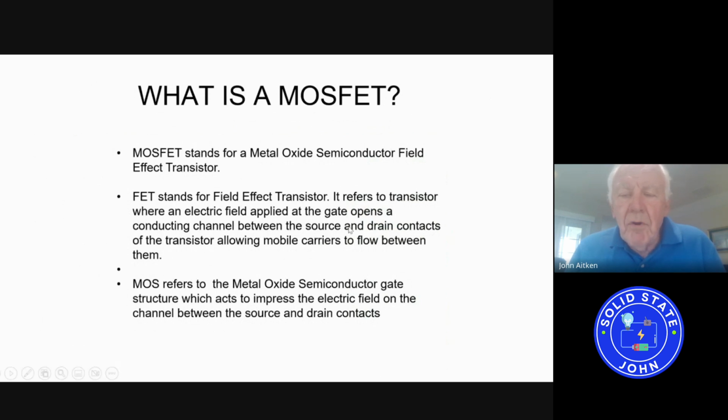It's most simply described probably as a switch that switches between two states where the contacts of the transistor are connected or disconnected. MOS refers to the metal oxide semiconductor gate structure, which acts to impress an electric field on the channel between the source and drain contacts.